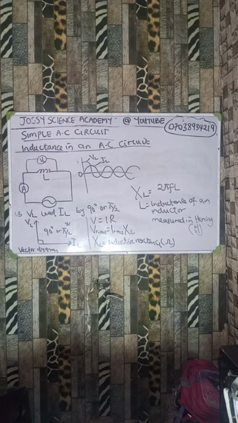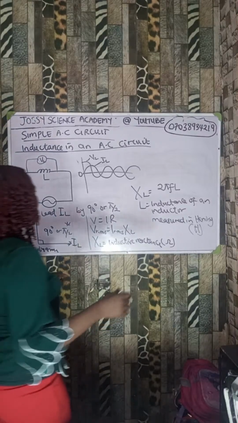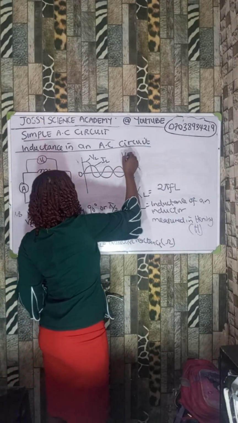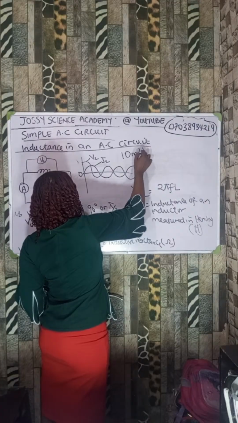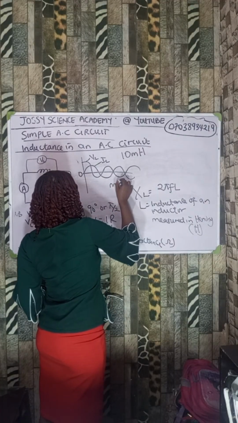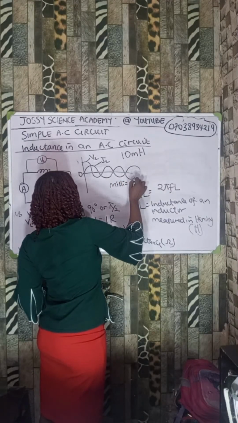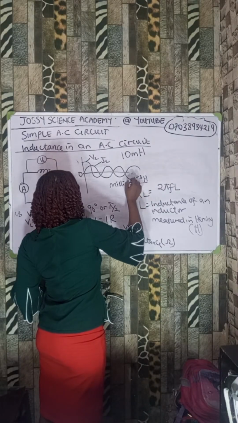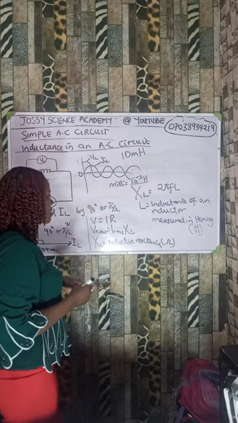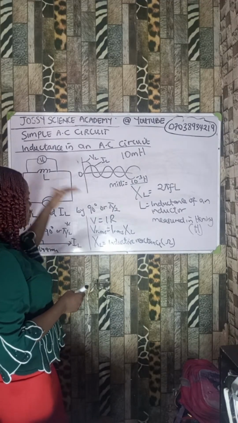You know what is milli? Milli means it can be kept in millihenry. That is, let me say 10 millihenry. Milli is 10 power minus 3 Henry, right? Please note it. Do you understand? Now that is one question they might ask you from this.